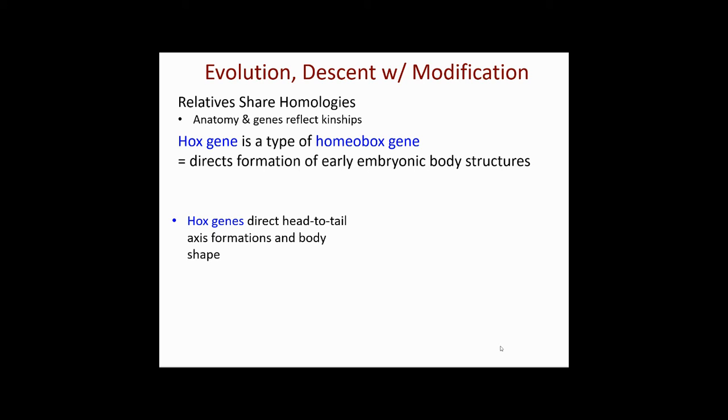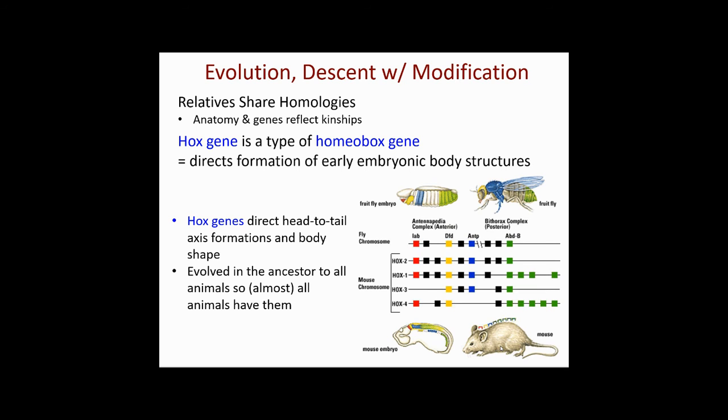So if your head is supposed to form on top and not on the bottom of your body, then your Hox gene is the one that directs the head to be formed on top, and arms to be formed at the torso versus below the pelvis, that kind of thing. So it directs head to tail formations, ultimately informing body shape. And this has evolved in ancestors to all animals, with the exception of one.